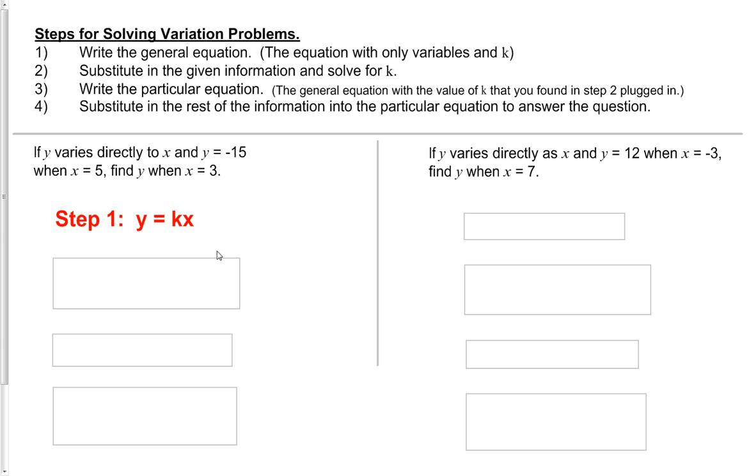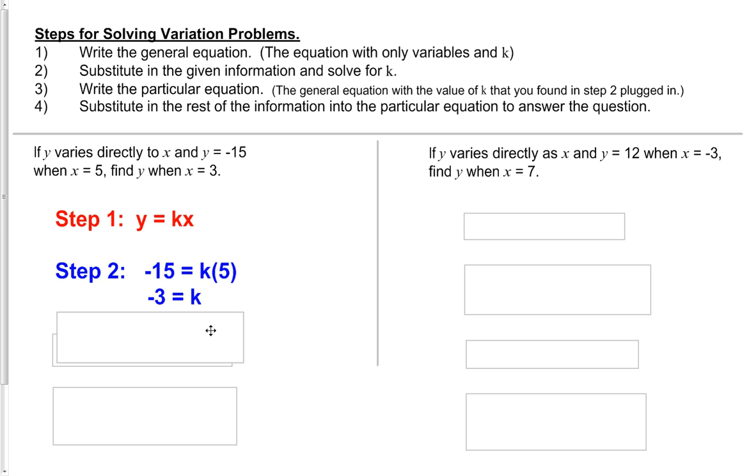Next thing we do is substitute in information that we're given in the problem. It says y equals negative 15 when x equals 5. So let's plug in y equals negative 15 and x equals 5 and solve for k. So negative 15 equals k times 5. Divide both sides by 5, and k equals negative 3. So now we know our value of k.